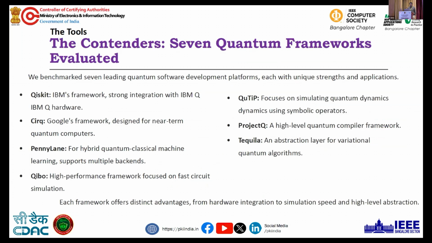So moving to the next slide. These are the tools in our study. We benchmarked seven popular quantum computing tools. One is Qiskit and Google Cirq, which focus on hardware integration, to symbolic or hybrid frameworks like PennyLane and QuTiP, which emphasize scalability and simulation. The idea was to see how these platforms perform when running Shor's algorithm.